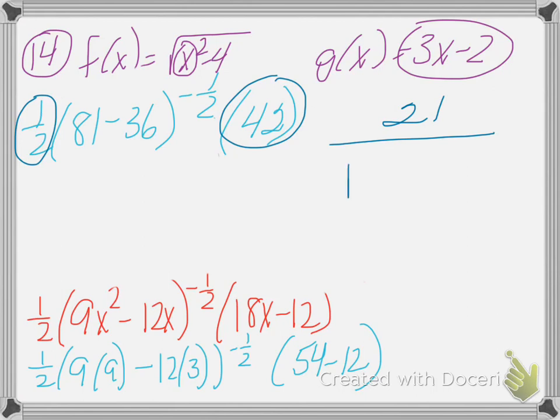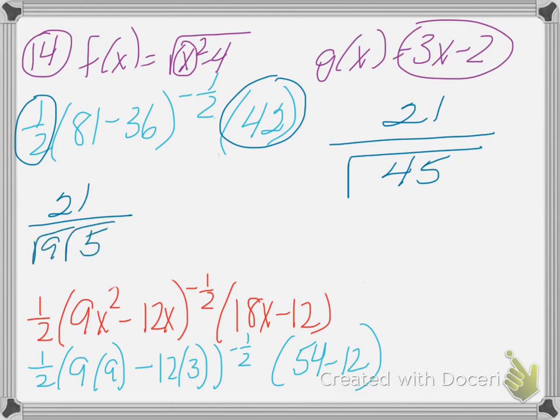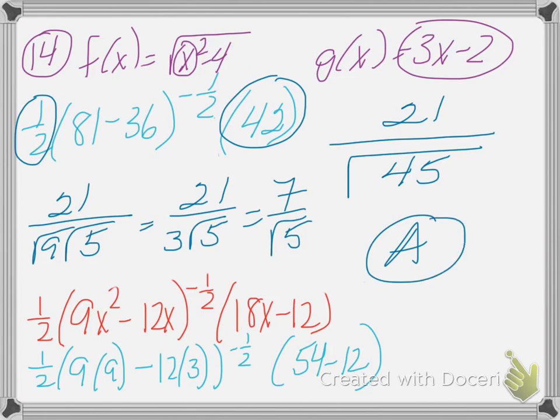And on the bottom, you're going to have the square root of 81 minus 36. And 81 minus 36 is 45. Okay, and that is not a choice, so we're going to have to reduce that radical 45. And we can do that by breaking that into two radicals, 9 and 5. And we get that. But 3 goes into 21 evenly, so we're going to end up with 7 radical 5, and that was choice A.